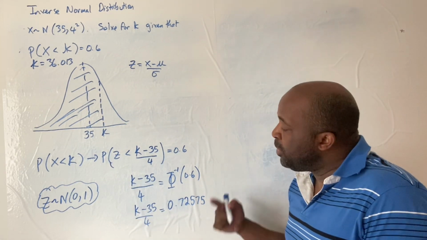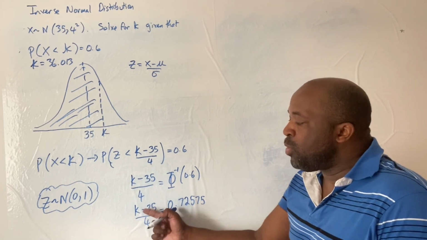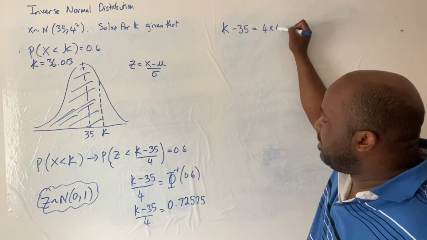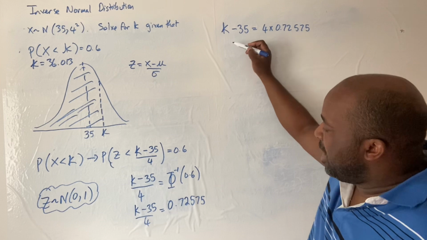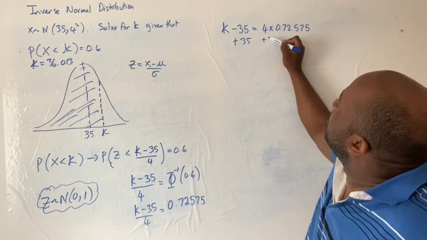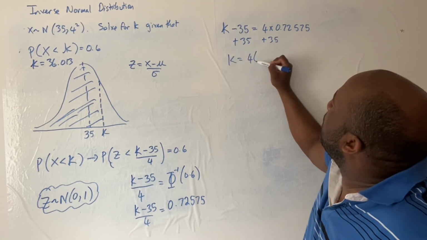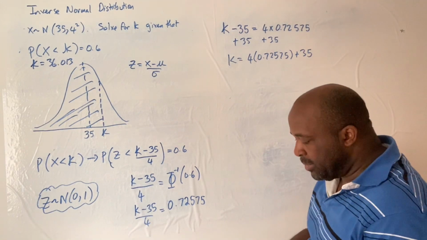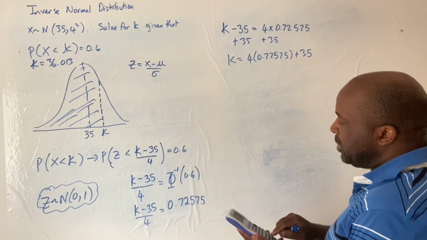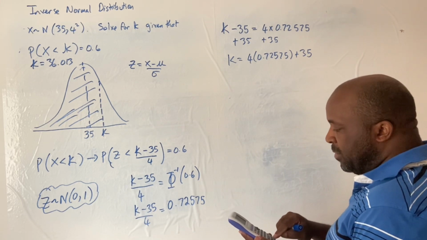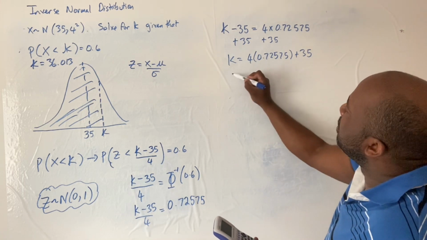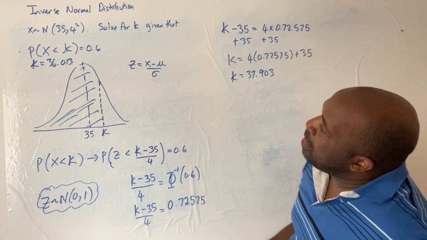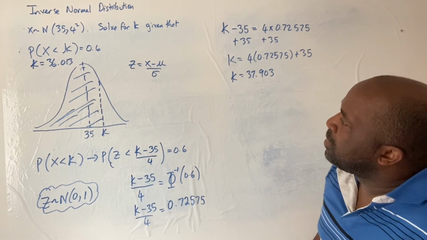So once we've determined that value, now what remains is just a straightforward algebra problem where we rearrange for K. So if we do it in 2 steps, K minus 35 is equal to 4 times 0.72575, and then we add 35 to both sides. So K is equal to 4 lots of 0.72575 plus 35. So we now evaluate that. So 4 times 0.72575 plus 35, and that will give us K is equal to 37.903. All right, so let's check this out.